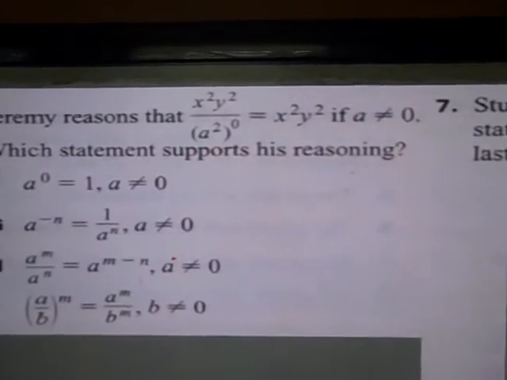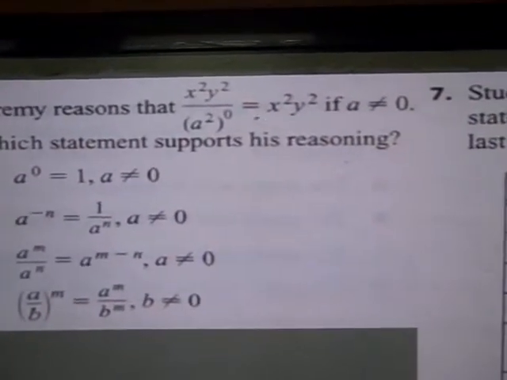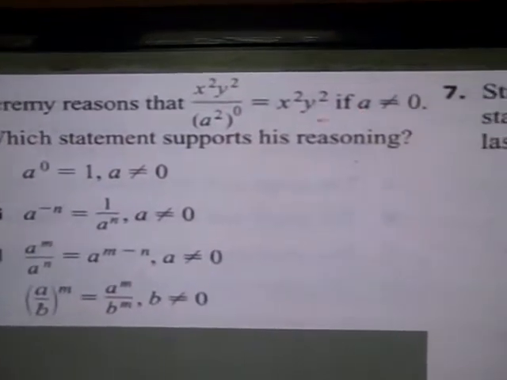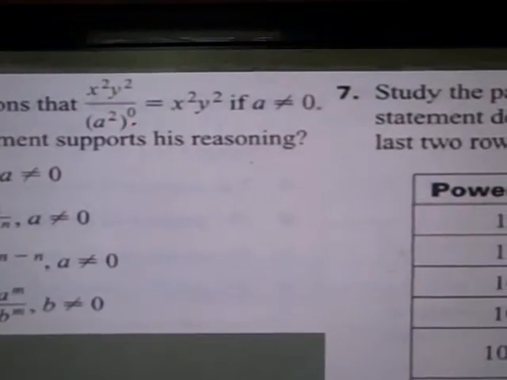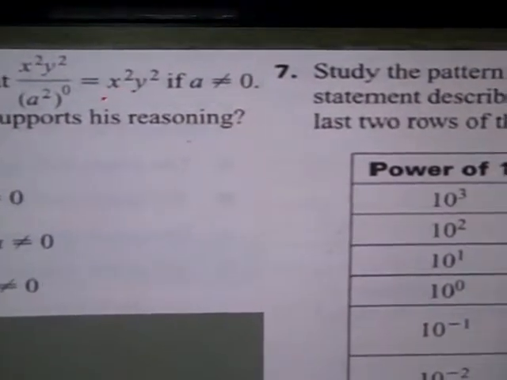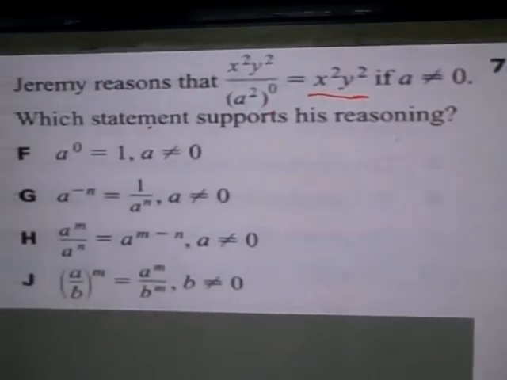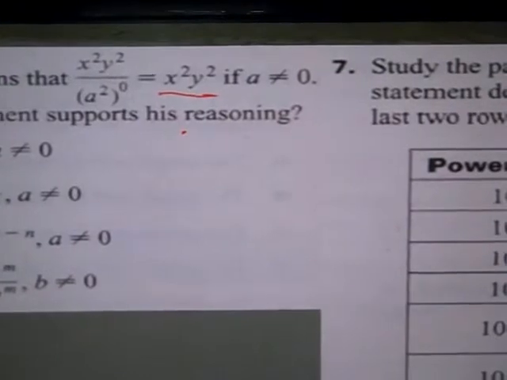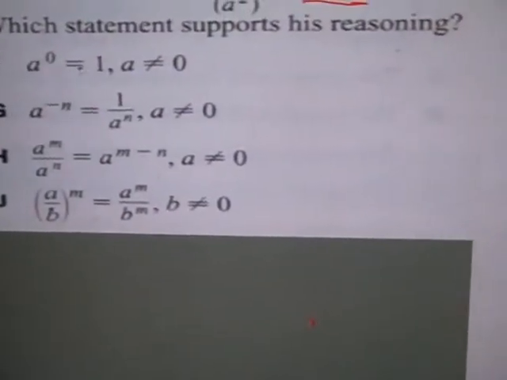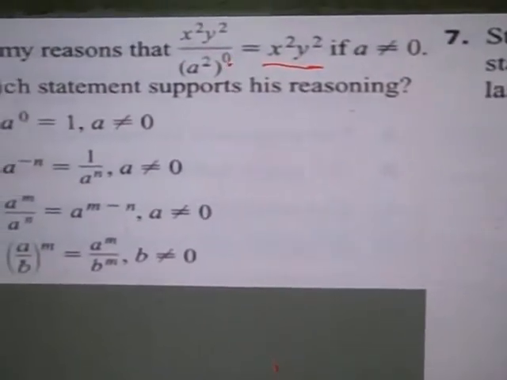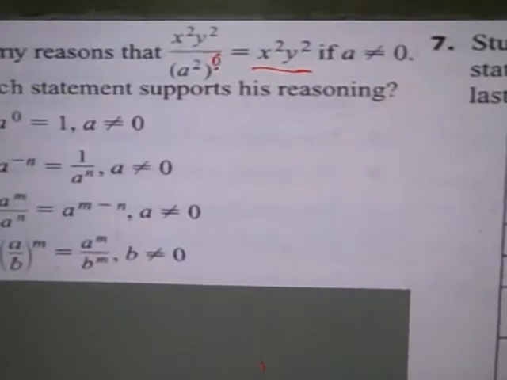Further along with the multiple choice questions, Jeremy reasons that this expression right here equals this expression if A is not equal to 0. Which statement supports this reasoning? If you look at the answer choice, they just give us different rules for exponents. The rule that's most used here, or most applicable to this situation, is 0 power.